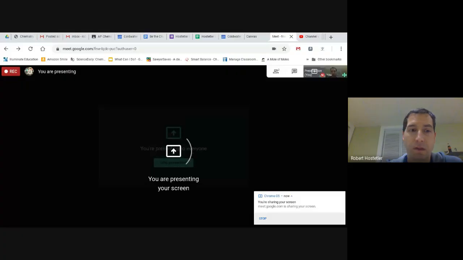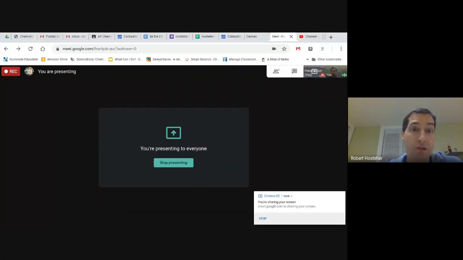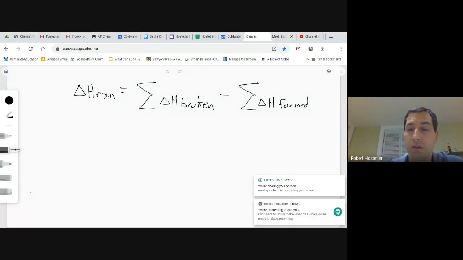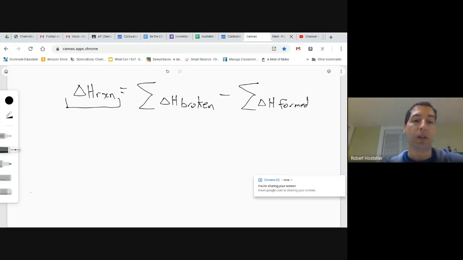So they talked about making bonds and breaking bonds. And so we can use this concept of measuring energy from bonds that are broken and energy from bonds that are formed to come up with the overall change in heat. So this will be what we're trying to calculate, delta H for a certain reaction. And so to do that, we want to look at all of the energy from the bonds broken. So energy is required to do this.